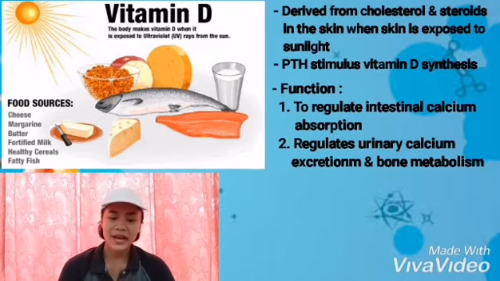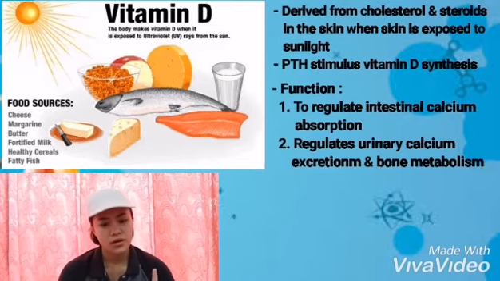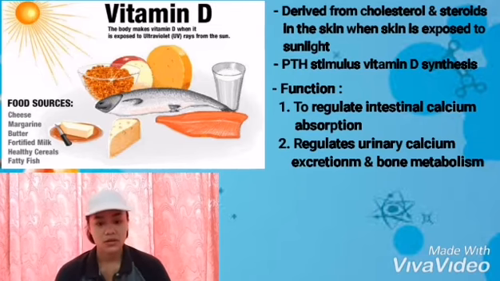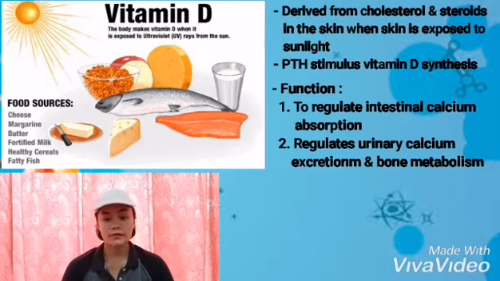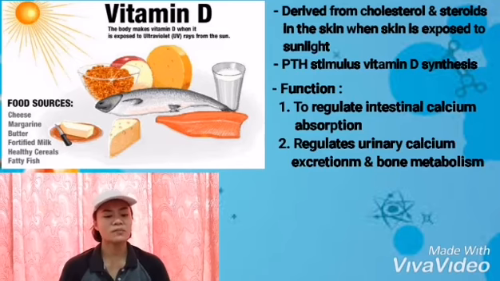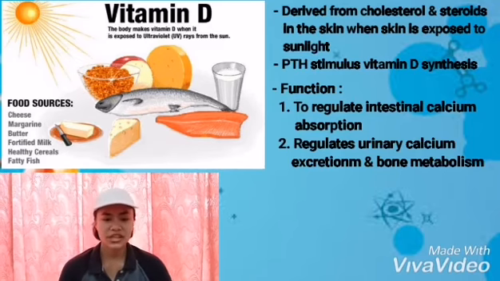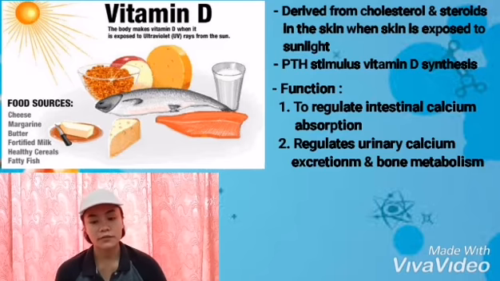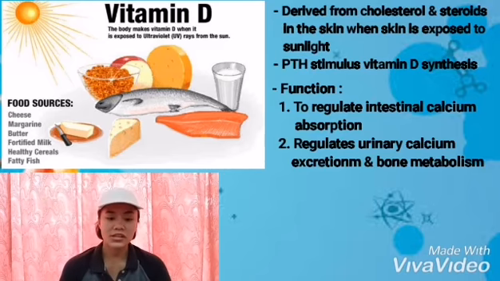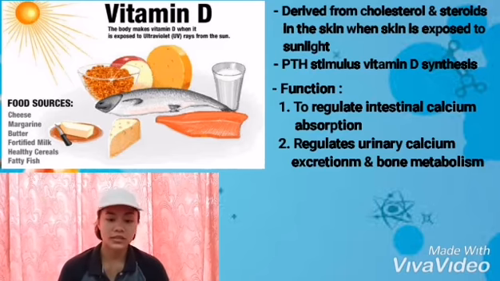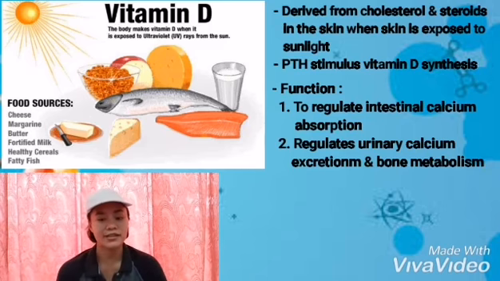There are many types of vitamin D. As I mentioned just now, vitamin D2 we get from food, while vitamin D3 we get from the sun. We don't actually get vitamin D3 directly from the sun. It is derived from cholesterol and steroids found in the skin.